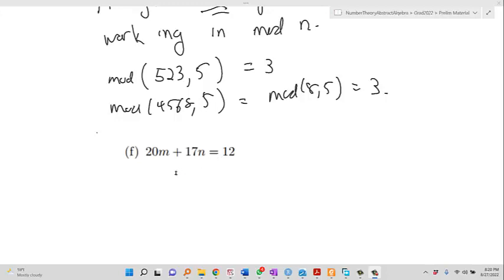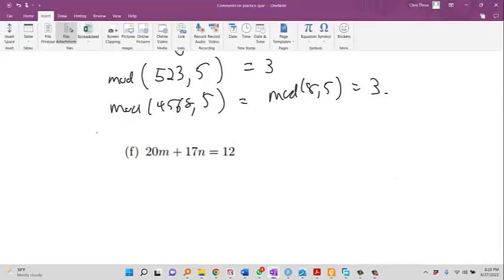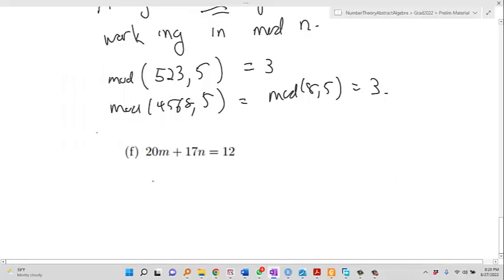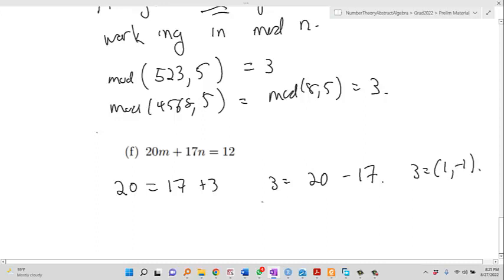Okay, next one here, we have this modular equation here. 50m minus 17n equals 12. So if you apply the Euclidean algorithm, if you remember how that goes, we start off with these two factors, and we write 20 and divide by 17, and it has remainder 3. So I get 3 equals 20 minus 17. Now you could continue to reduce here. But this gives, for instance, the way I wrote this was 3 is equal to 1 minus 1, if you write this in vector notation.